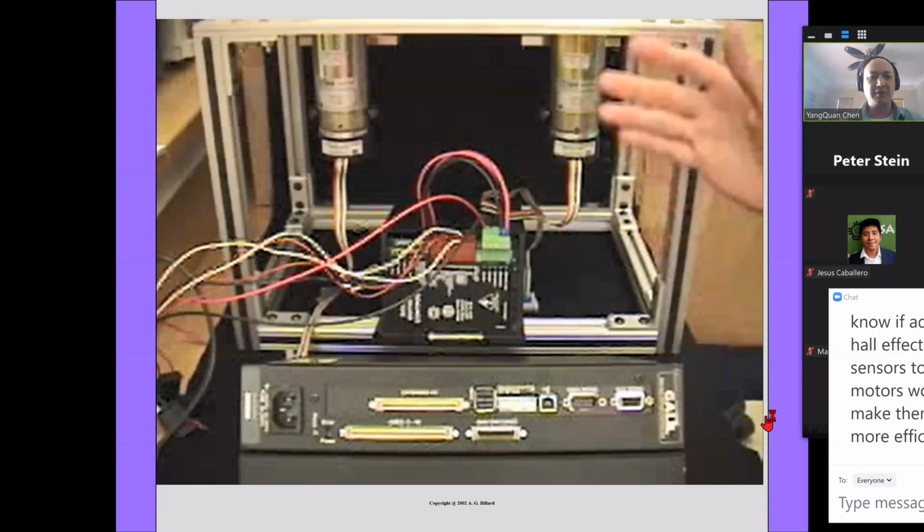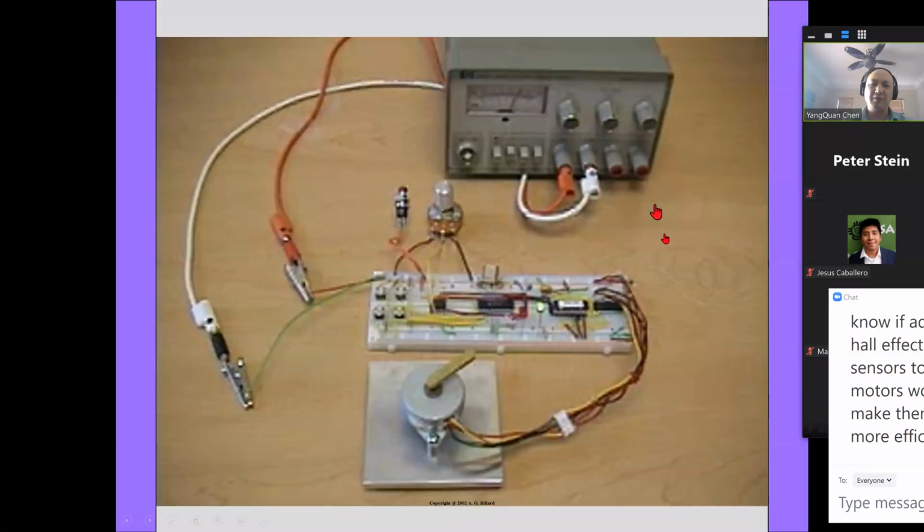This is a typical commercial one. So let's see one more. This is a servo motor.